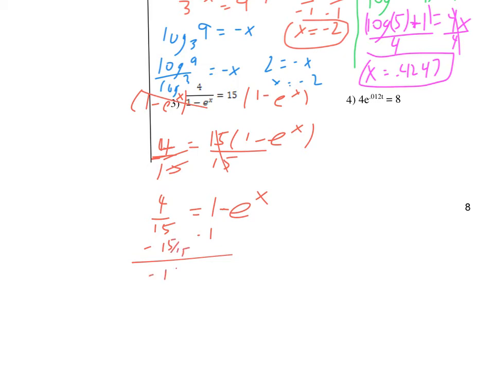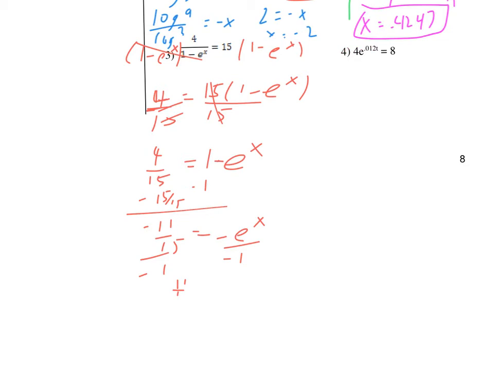So that'll give me negative 11 over 15 equals negative e to the power of x. Divide that by negative 1. And we get 11 over 15 equals e to the power of x. So now I've finally isolated my base. It did take me a while, and so now I'm ready to switch it into log form.